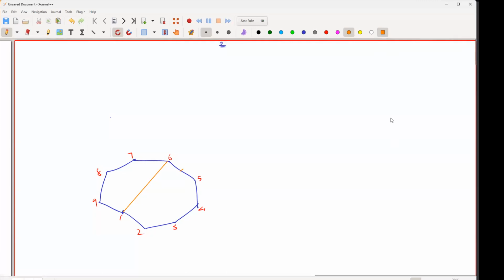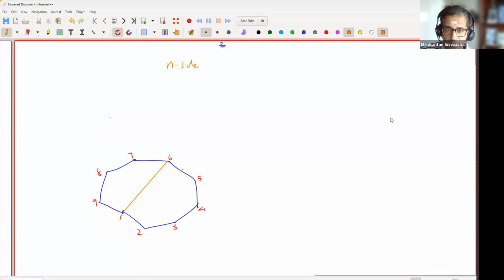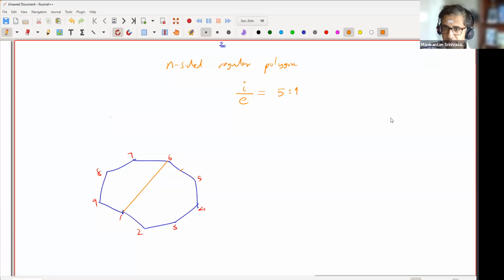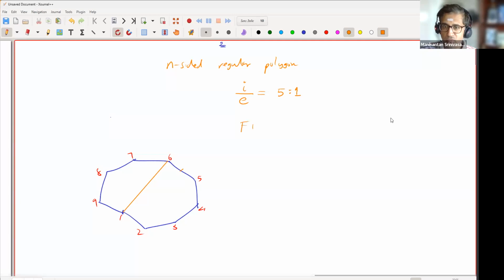First I'll state the question and then I'll decide who to give it to. So there is an n-sided regular polygon. I have an n-sided regular polygon. The ratio of the internal angle to external angle is 5:1. Now the question is, find the number of diagonals in this polygon.